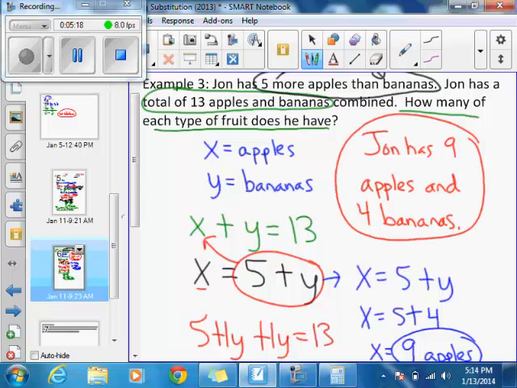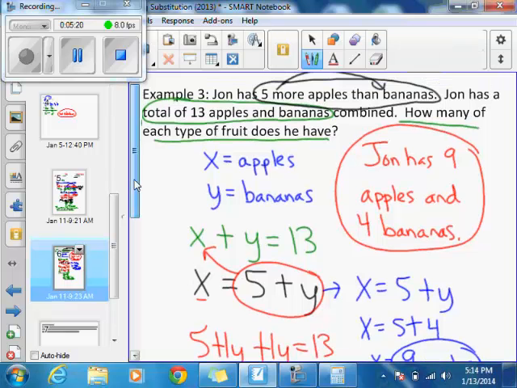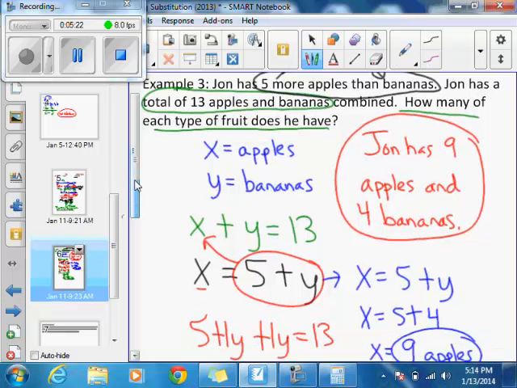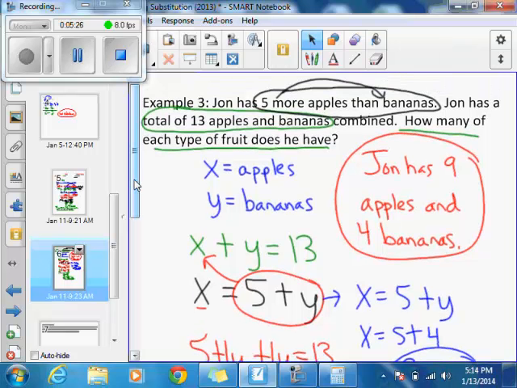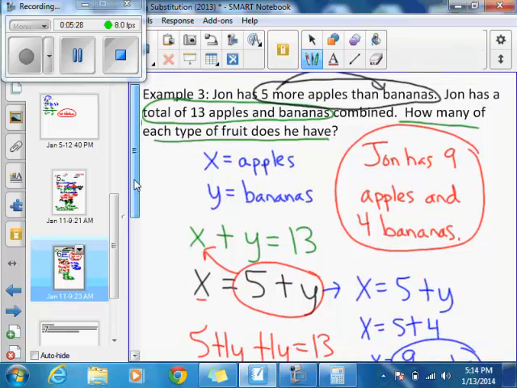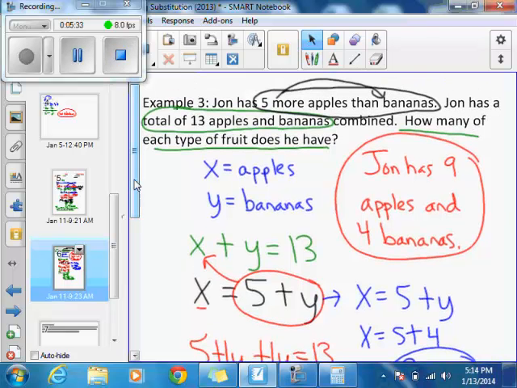Okay, now, double check. It says he has 5 more apples than bananas. Do we see 5 more than bananas? Well, 4 bananas plus 5 is 9. Good. And he has a total of 13. Are my total apples and bananas 9 and 4? Do they total 13? Yep. So it looks like I came up with the correct answer.